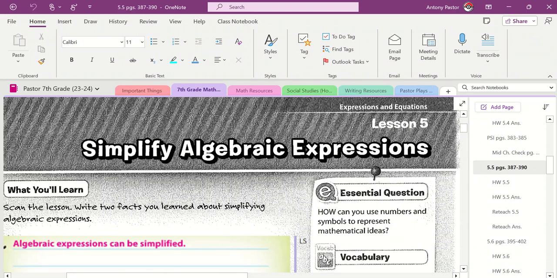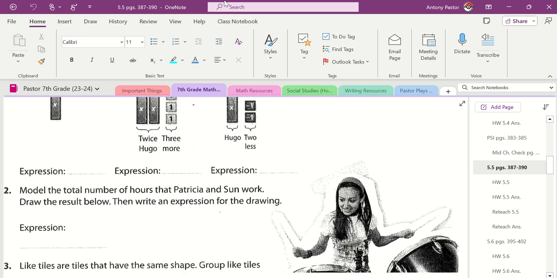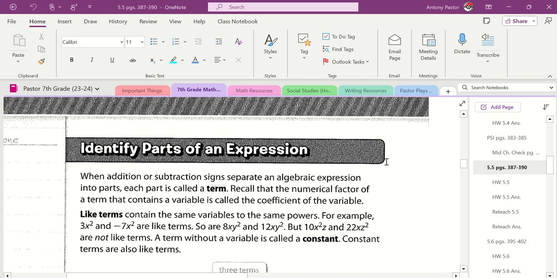Today we are doing 7th grade math, lesson 5 from chapter 5. We're simplifying algebraic expressions. All right, so identifying parts of an expression.